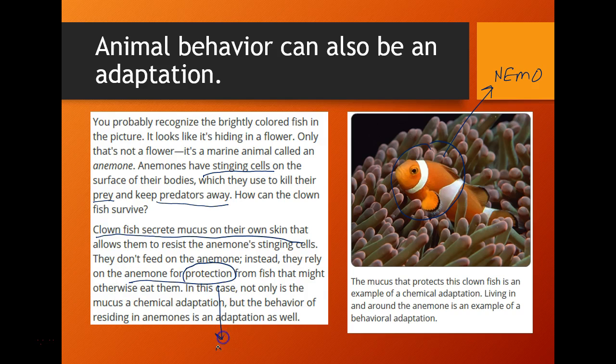So that goes into survival, right? From fish that might otherwise eat them. So obviously, if it helps them survive, then it'll also help them reproduce. Okay. In this case, the mucus is not just a chemical adaptation, but it's also a behavioral adaptation because the clownfish actually reside in the anemones. They live there.